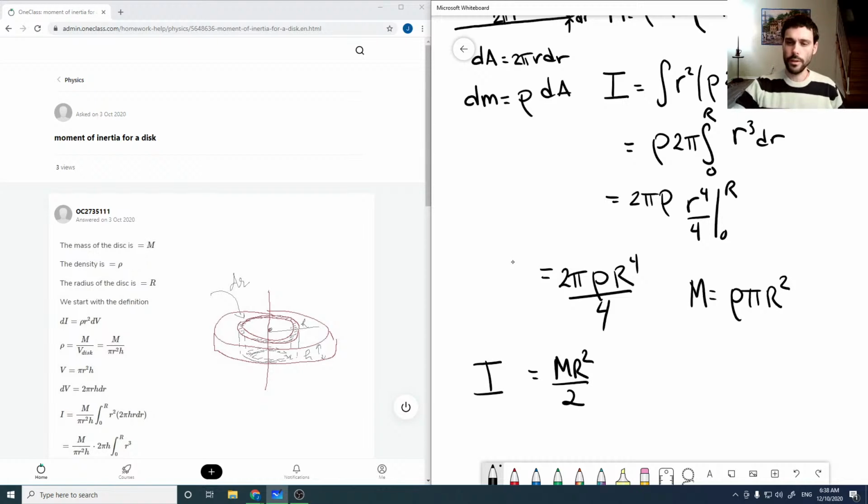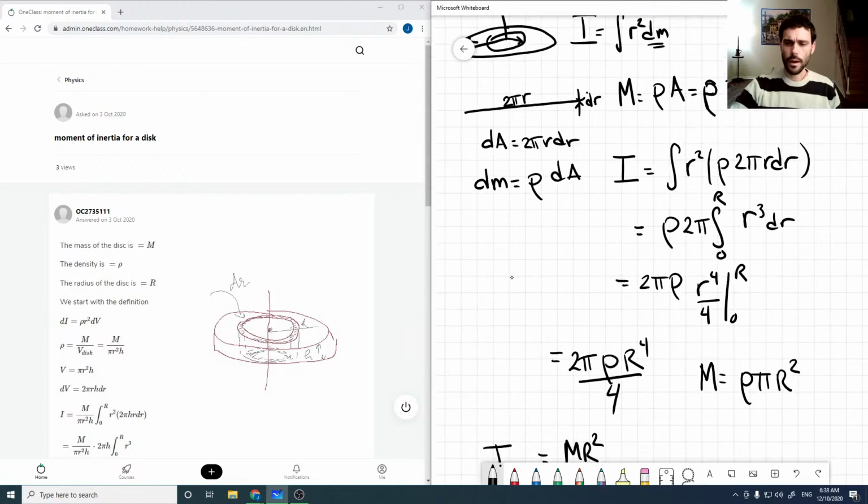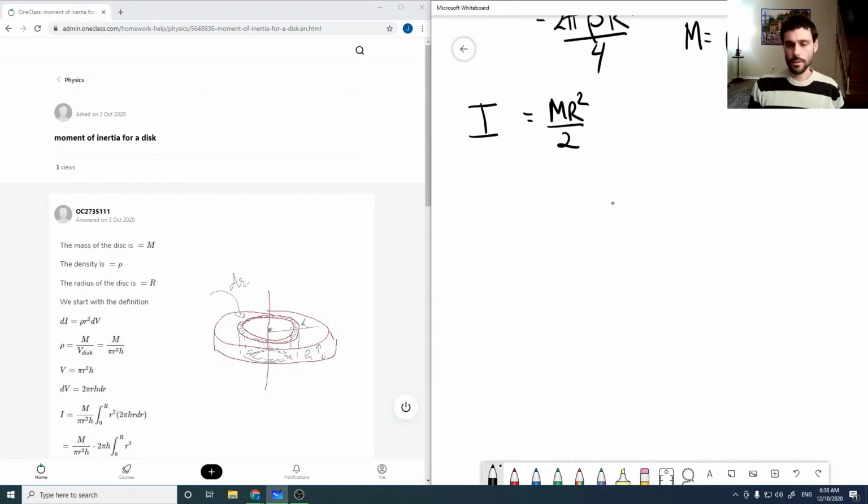And so there's our moment of inertia for an axis which passes through the center of the disk and is perpendicular to the disk. Now I'm just going to expand this by also doing it for an axis which passes through the center but lies in the plane of the disk. So again, it'll be the integral of r squared dm, but now our mass segments are a little trickier.